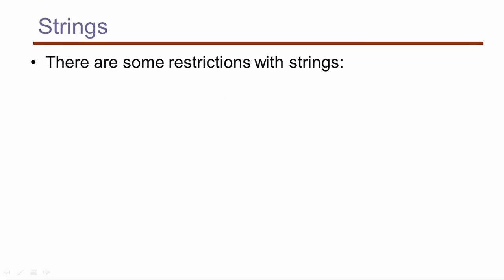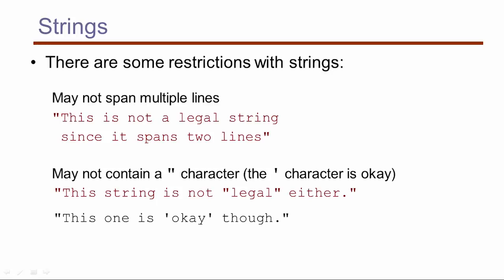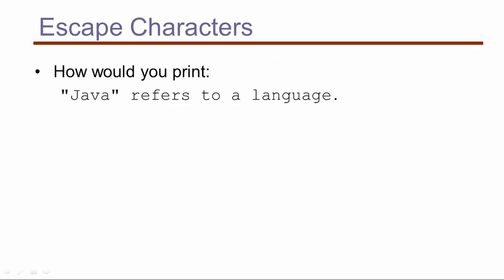There are a few restrictions to these string literals. Two important restrictions are that the string must appear all on a single line, and the string cannot contain the double quote character, since the double quote character is used to mark the start and the end of the string. But what if we actually wanted to print the double quote character as a part of the string being displayed? For example, we want to print the word Java inside double quotes.